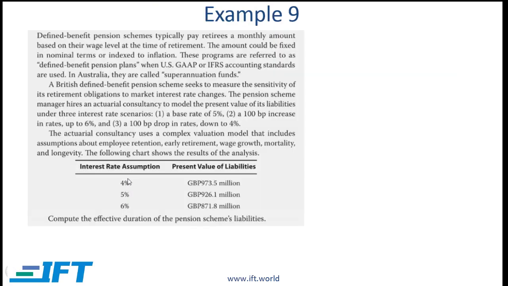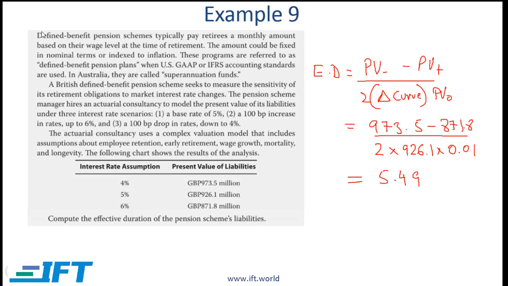Let's do example 9 now. This is a long-winded story, but it boils down to the use of this formula that we discussed on the previous slide. The effective duration is given by the value of the liabilities if the interest rates go down minus the value of the liabilities if the interest rate goes up, divided by 2 times delta times the initial base value. When you plug in the numbers, you get 5.49. So this is the effective duration.